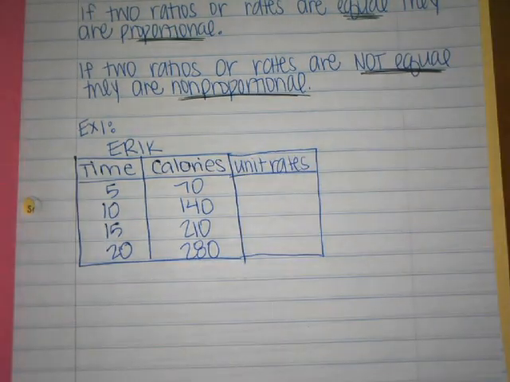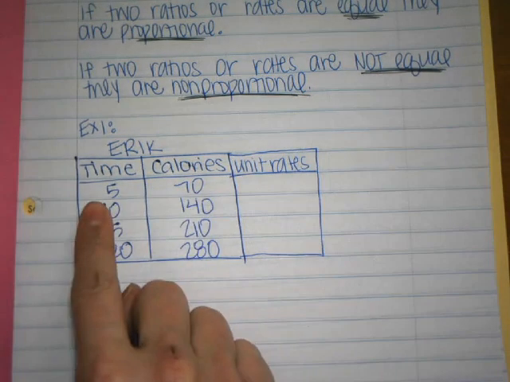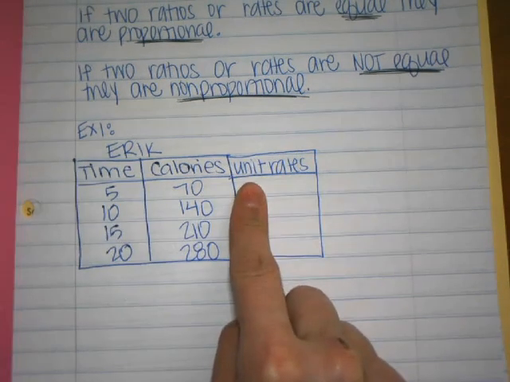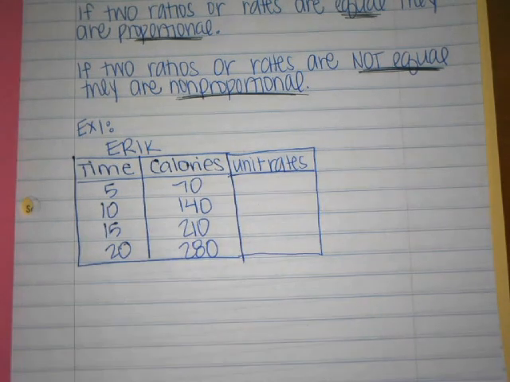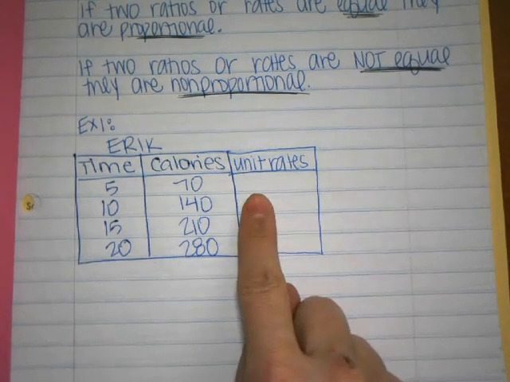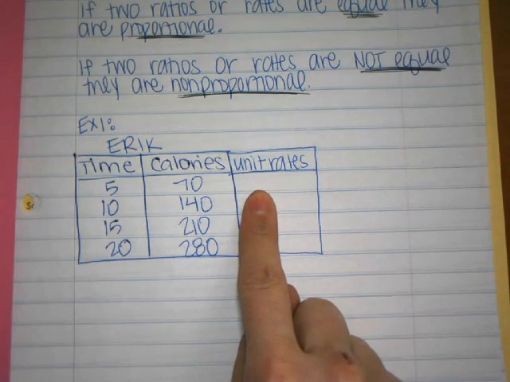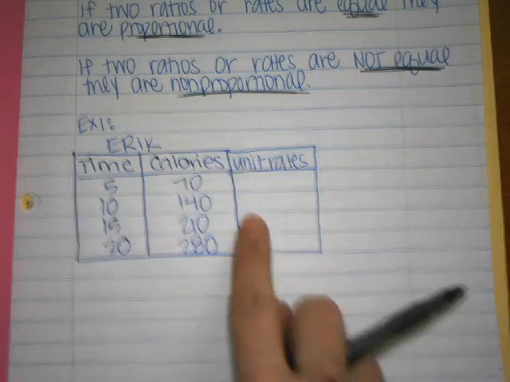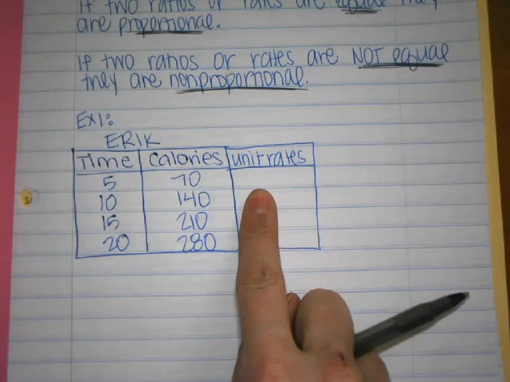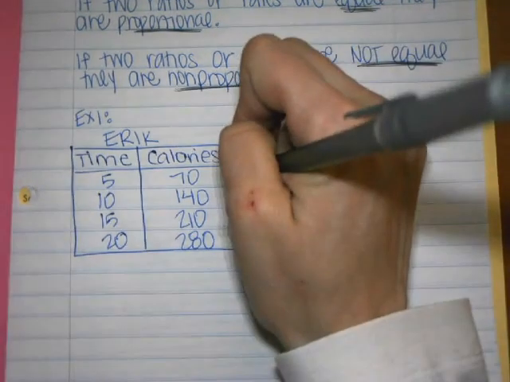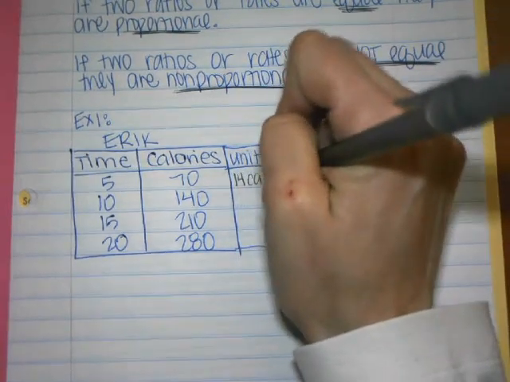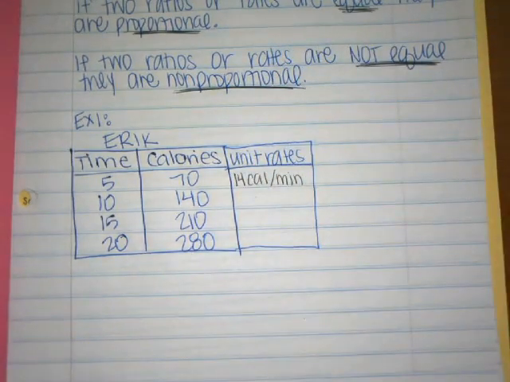So what we need to do is we need to find the unit rate for every single problem that he has. Meaning, if he burned 70 calories in 5 minutes, I need to know how many calories he burned in 1 minute. So that's when you can use your calculator to tell me how many calories did he burn in 1 minute. So he burned 14 calories per minute in the first 5 minutes of working out.